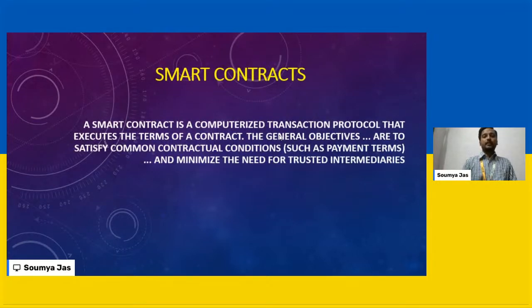It is a computerized transaction protocol that executes the terms of a contract. The general objective is to satisfy common contractual conditions such as payment terms and minimize the need for trusted intermediaries. That means when the transaction starts, it has to fulfill all the contractual conditions as per the payment terms, minimize trusted intermediaries, and be fulfilled within its life cycle.